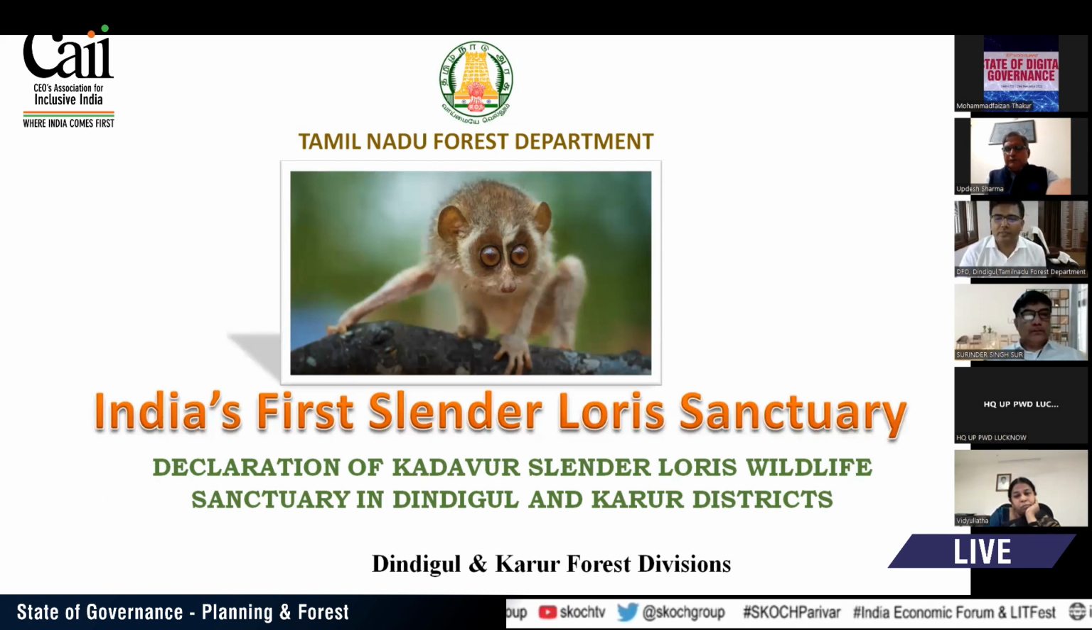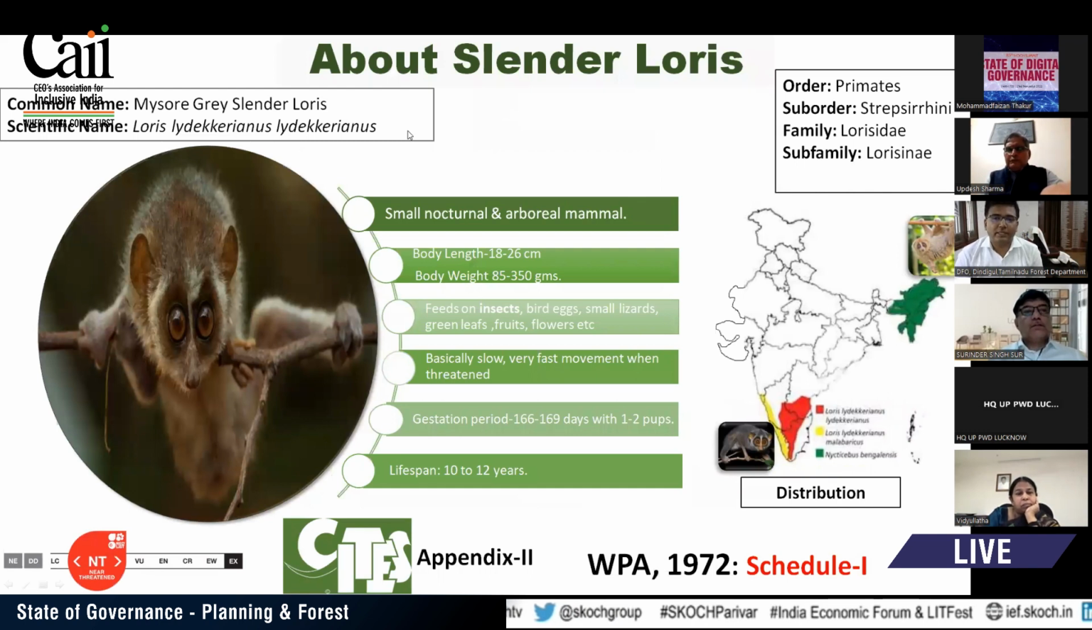That's why the initiative of the slender loris sanctuary is taken by the Tamil Nadu Forest Department. There are two species of nocturnal loris found in India. One is the Bengal slow loris, which is found in northeastern India. Another one is the grey slender loris, which is found only in India and Sri Lanka. The grey slender loris has two subspecies: the Mysore grey slender loris and the Malabar grey slender loris. Here we are speaking about the Mysore subspecies, which is found only in southern India, especially in Tamil Nadu, in the Eastern Ghats.